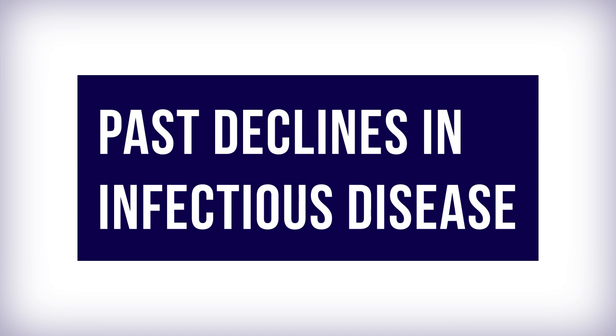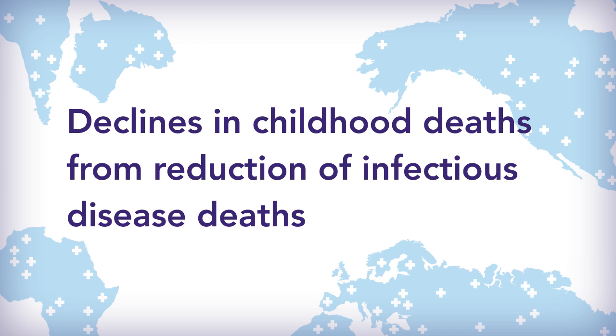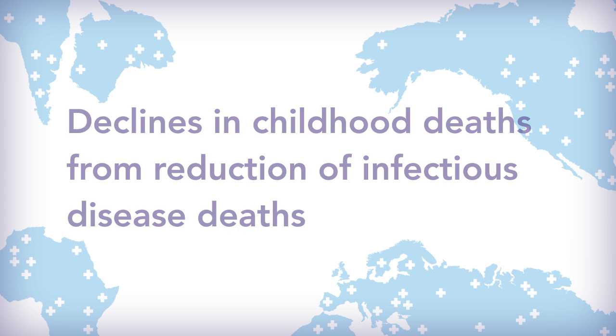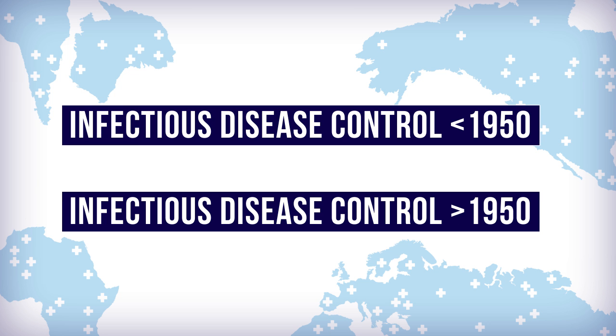Explaining the past declines in infectious disease mortality. As Ryan Hum mentioned in the previous lecture, there has been substantial declines in childhood deaths, mostly from reductions in infectious disease deaths over the last 100 or so years. What gave rise to these dramatic decreases? Well, you have to look at that separately for the time period before 1950 and the time period after 1950.